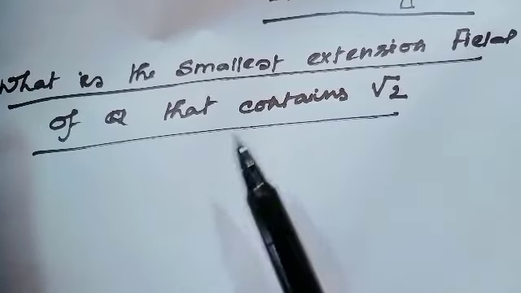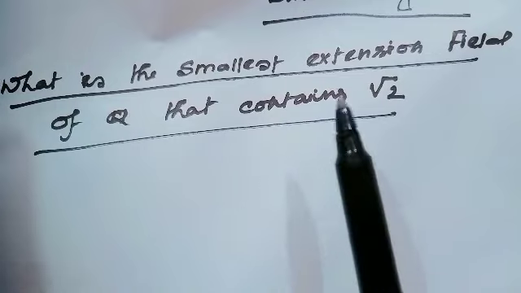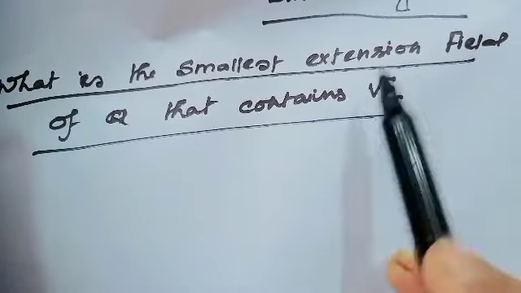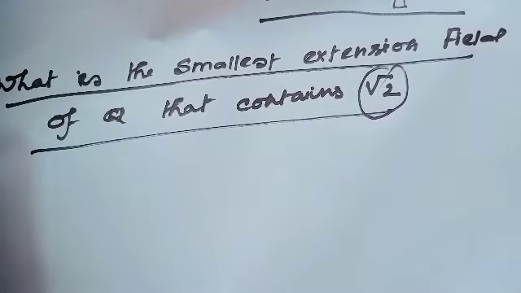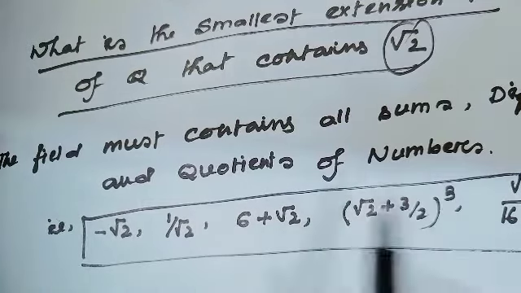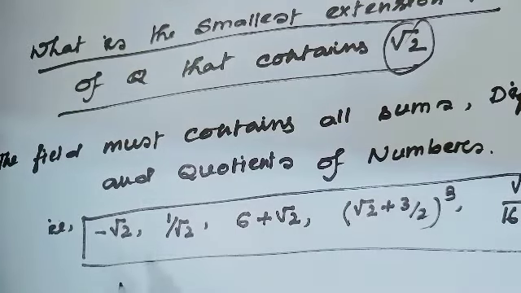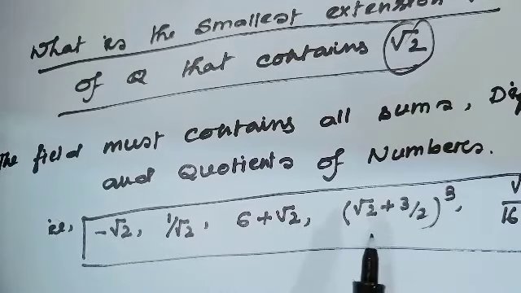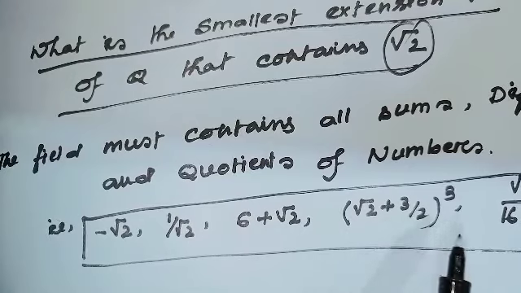Now I will look at some examples of extension fields. At first I will ask what is the smallest extension field of Q that contains the square root of 2. At first just think. See, the field must contain all sums, differences and quotients of numbers. And these would be minus square root of 2, 1 over square root of 2, 6 plus square root of 2, square root of 2 plus 3 over 2 whole cube, and so on.